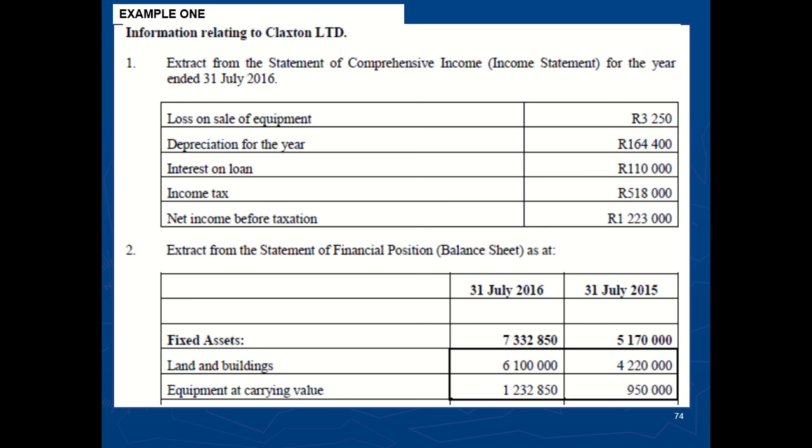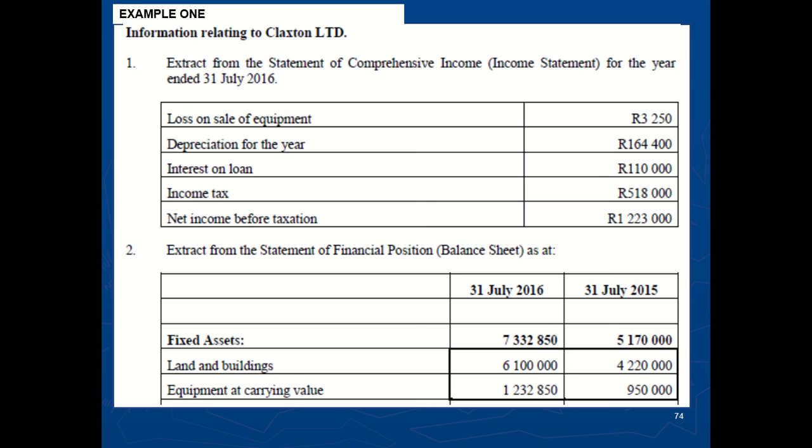You realize that for 2016, our land and building is 6,100,000, and for 2015, our land and building is 4,220,000. So basically, guys, with respect to land and building, we don't need depreciation from the income statement because land and building does not depreciate.